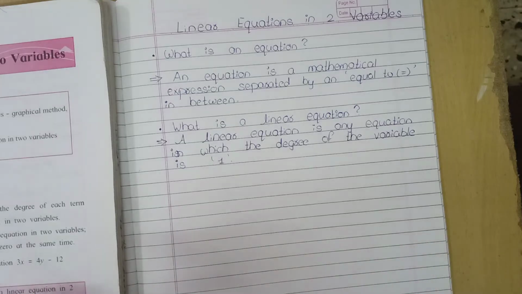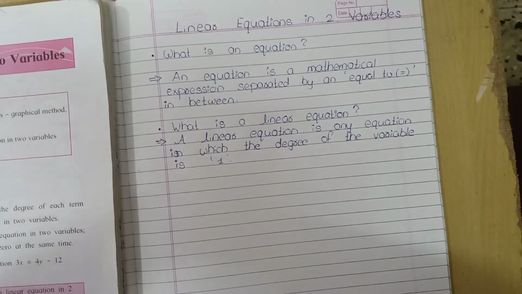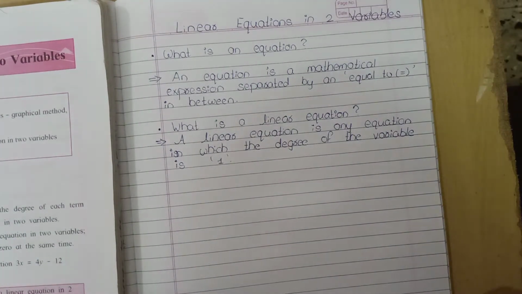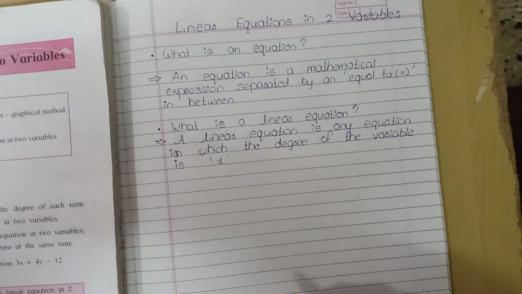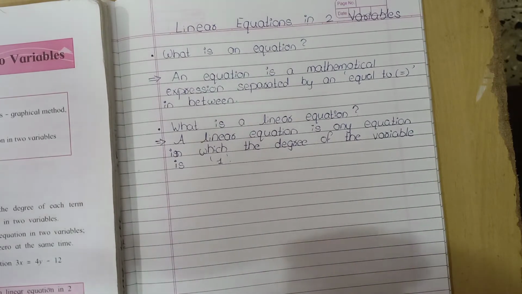Thank you. So our today's topic is linear equation in two variables. Before going to the topic, I would like to say what is an equation. An equation is a mathematical expression which is separated by an equal to sign in between. Then the question comes, what is a linear equation? A linear equation is any equation in which the degree of the variable is 1.